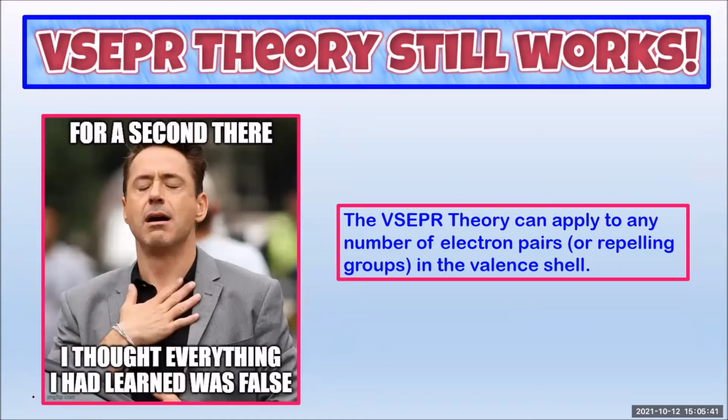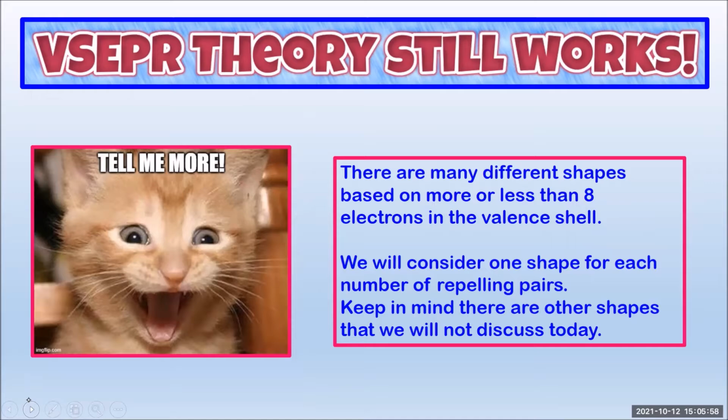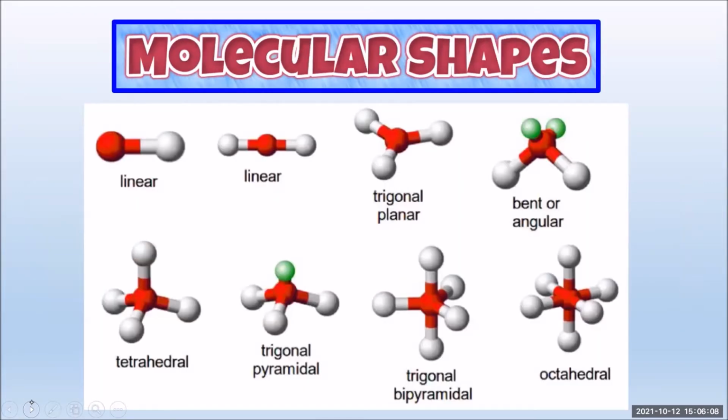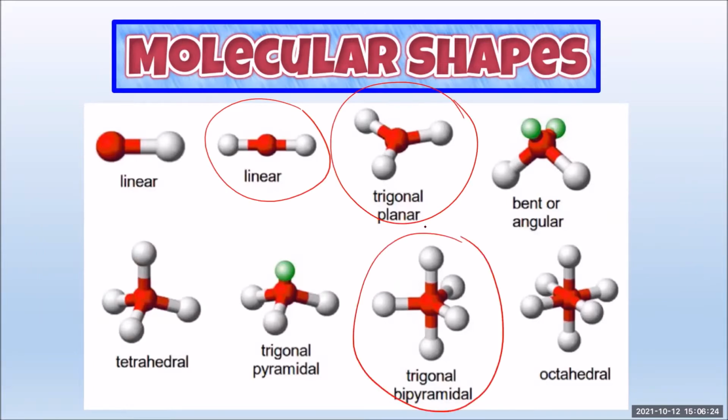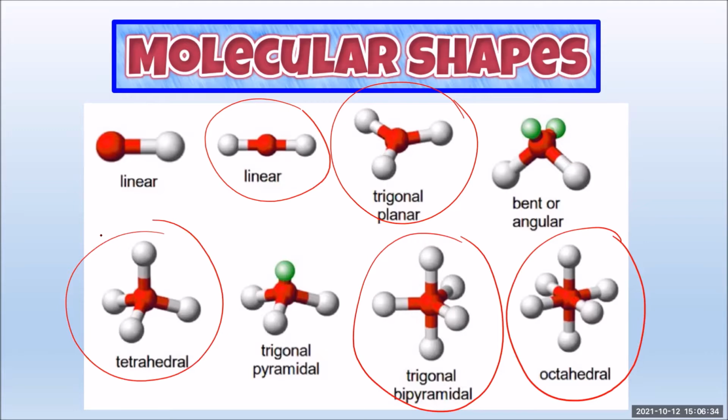There's no need to panic. We already know how to use the valence shell electron pair repulsion theory for 4 electron pairs. We can easily apply the same principle to other numbers of electron pairs. We will not have time to consider every available molecular shape today. Today we will look at linear, the triatomic kind, trigonal planar, trigonal bipyramid, octahedral. We'll also look at some of the expanded octet tetrahedral examples.